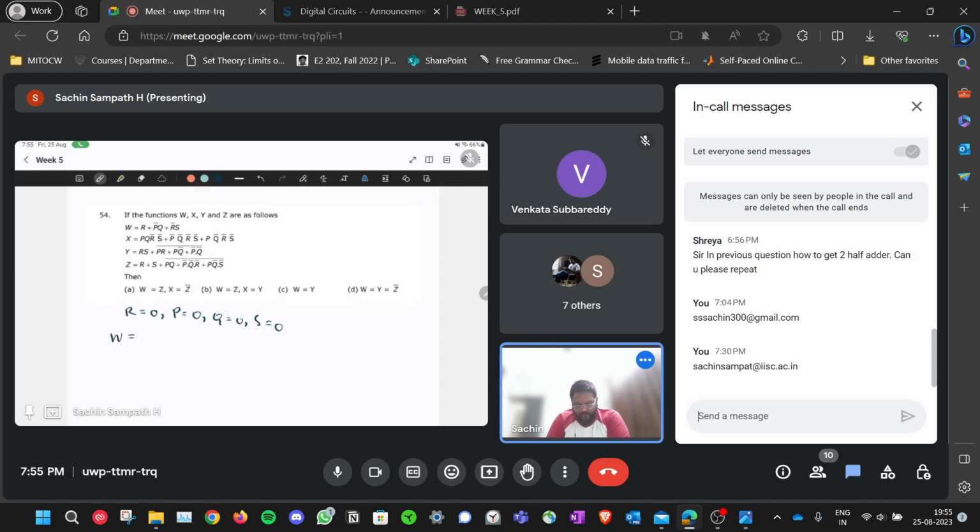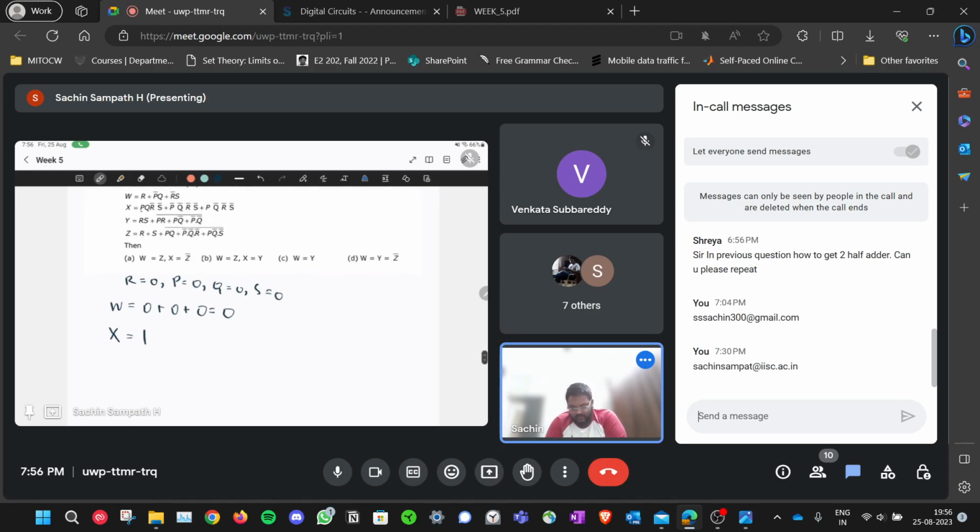What will w be equal to? 0 plus other term also has 0. Everything will become 0. So it's 0. Now you check x. See, the first term will go to 0 in x, and the third term will also go to 0, because there is p in both the terms, and p is 0. But the middle term has a complemented form of all the inputs. So everything will become 1, 1, 1, 1. So you'll get x is equal to 1. So from this, you can see w is not equal to x.